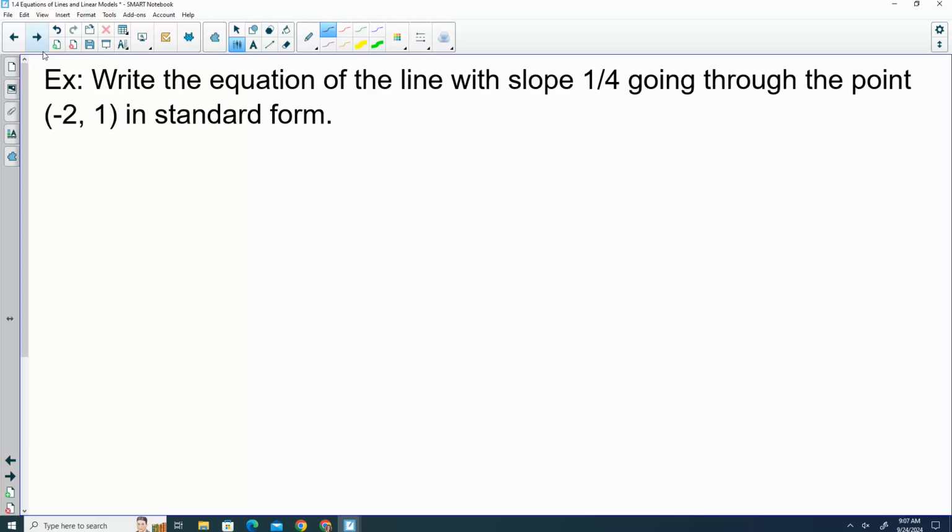I want the equation of the line with a slope of 1/4 going through the point (-2, 1) in standard form.